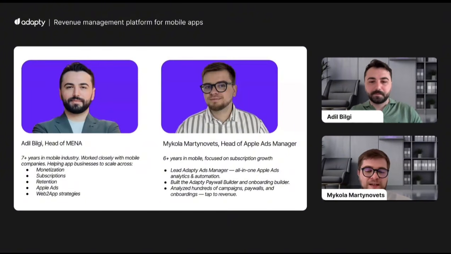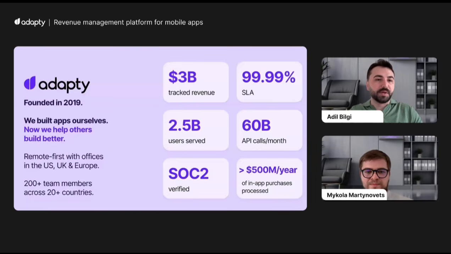Yeah, and I'm Mykola, 6 years focused on subscription growth, 4+ years at Adapty, lead ads manager today, but previously I built the paywall builder and onboarding builder, and analyzed hundreds and hundreds of paywalls and onboardings. From this data, I've seen what separates the people who can scale profitably from the ones who just spend money on Apple Ads, in some cases hundreds of thousands of dollars per month. And today we want to go a little bit deeper and understand what you can do to scale your campaigns profitably.